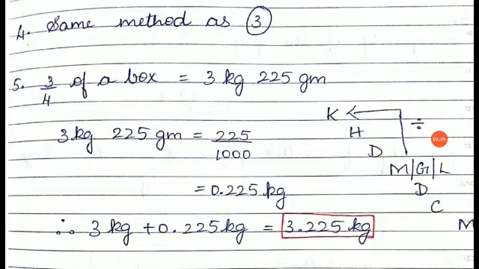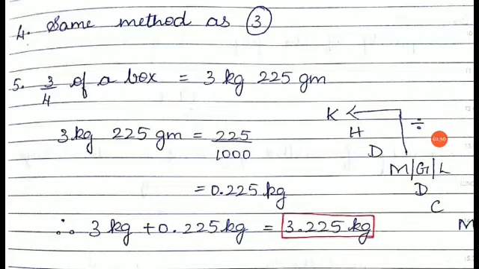Just this one, we are converting this weight to a single unit. Now we are going to find out what is the weight of 3/4 of the box. We already know 3/4 of the box is equal to 3.225 kilogram. So 3/4 of a box, how will you find out?